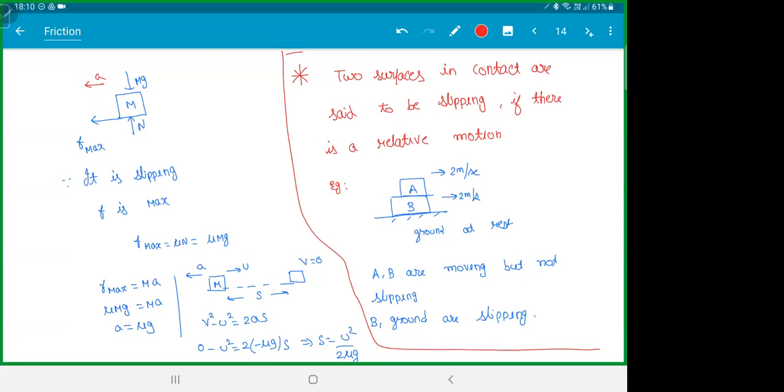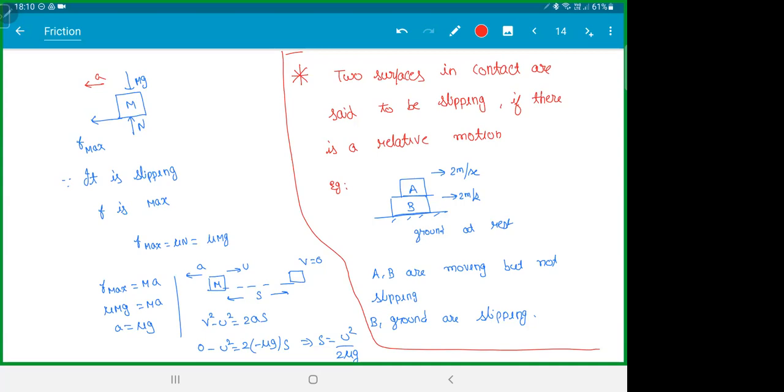And second thing, when you're drawing the FBD of friction, never write F is maximum unless you're 100% sure it slips over. You have to prove that it is slipping and then use F maximum. If you can't prove it, then you don't know, and we are stuck. Clear?